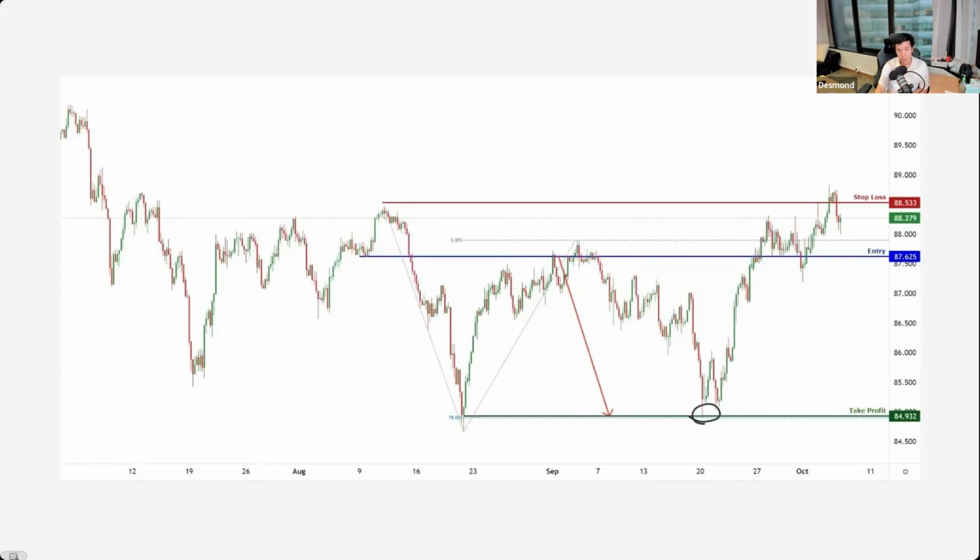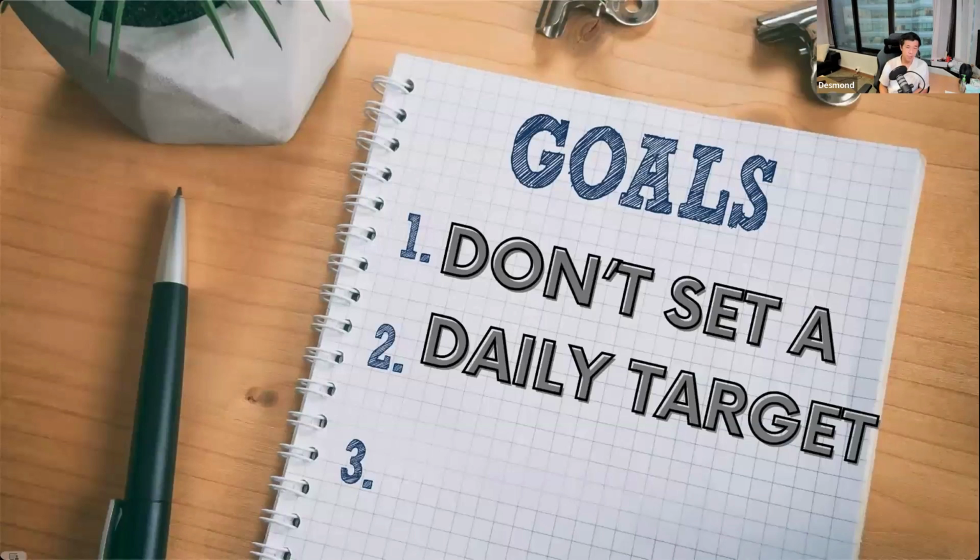Okay. Next thing, you don't set a daily target. This is one of the biggest problems, right? Sorry. Let me correct myself. You should not set a daily target. A lot of people think that trading is like a business. They read it somewhere on some Instagram post that trading should be treated like a business. You need to have daily targets. You need to have weekly targets. You need to hit your targets to treat it seriously like a business.